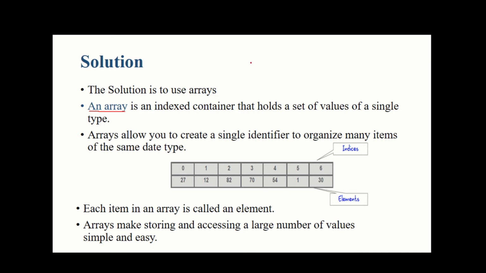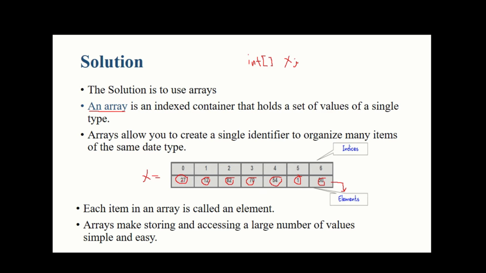I have the array. If I say integer x like this, now x will hold one value. If I want x to hold more than one value, I would write it this way, and this will become an array. So in x, I can put x equals 27, 12, 82, 70, 754, 1, 300, and so on. These are all called elements. And starting from 0, these are called indexes.